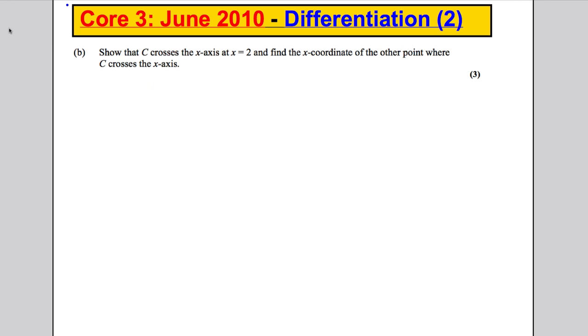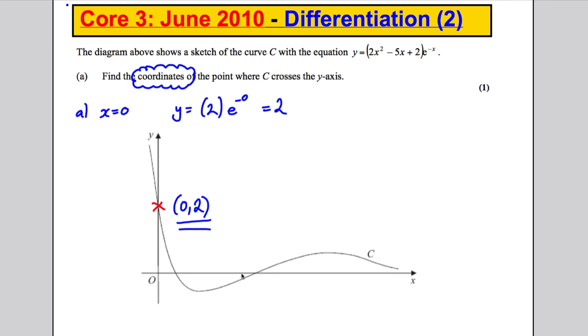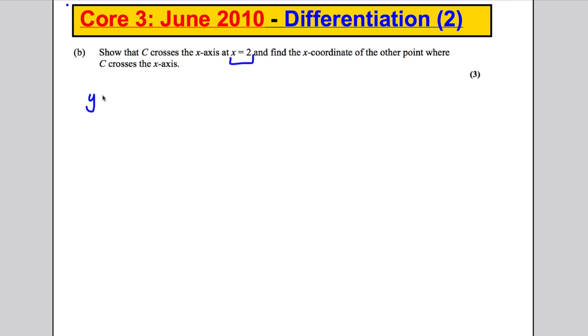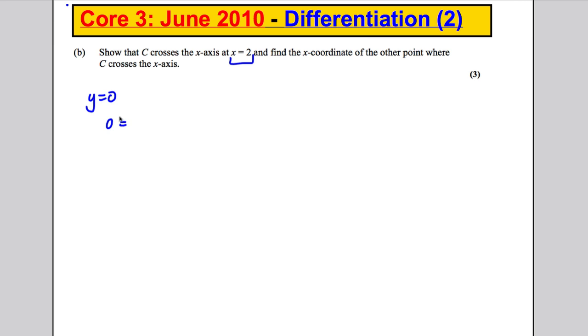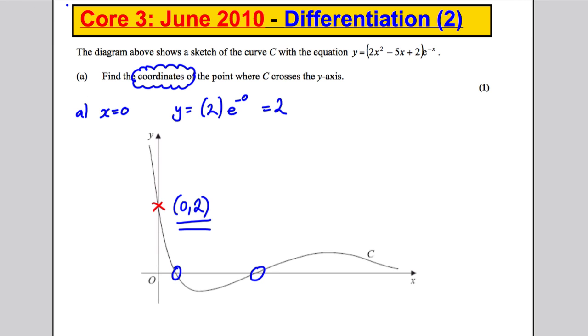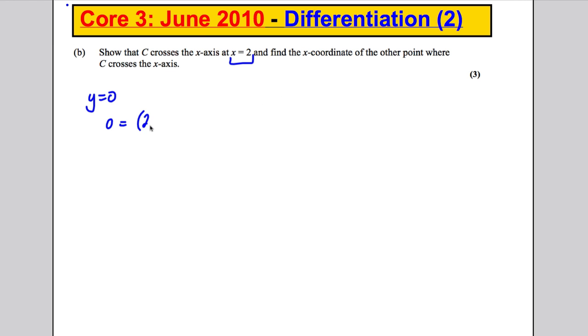Okay, part B. Show that the curve C crosses the x-axis at x is 2, and find the coordinate of the other point where it crosses the axis. So, one of these points is going to be 2. We're looking to show that one of these points is 2, and that's when y is equal to 0. So we're going to let y equal 0, and that is to say that 0 is equal to (2x squared subtract 5x plus 2), e to the negative x.